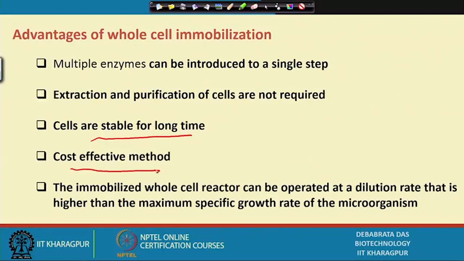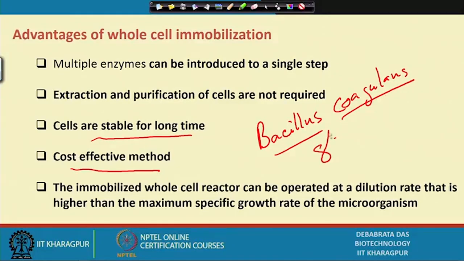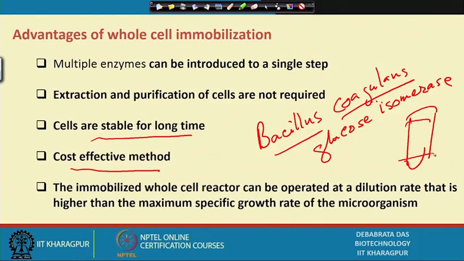I can give a typical example. Bacillus coagulans has the glucose isomerase enzyme. So suppose we have a column, and in this column we immobilize this Bacillus coagulans and pass the glucose in at one end, and at the other end we can produce the fructose. So obviously it is a cost effective method, because you don't have to purify the enzymes.